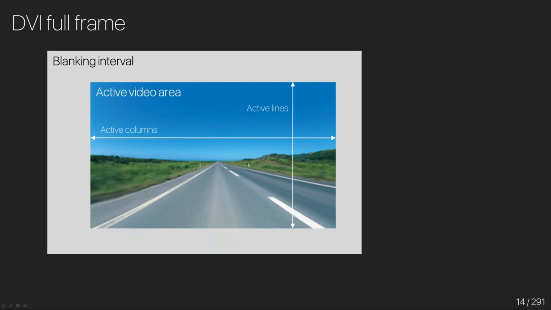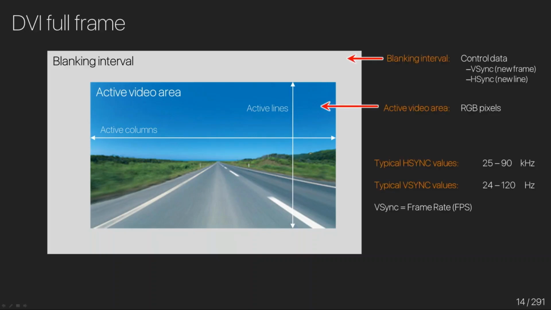But we're not working with electron beams anymore, so the blanking interval is not really totally necessary in most DVI signals. As you can see, it's not completely empty. We have the control data for the vertical and horizontal sync. So the vertical sync is when you reach the end of the frame to go back and start a new frame. The horizontal sync is when you reach the end of the line and go to start a new line. So the horizontal sync is happening thousands of times a second, and as we talked about earlier with vertical sync and refresh rate, that's 50, 60, maybe 120 times a second.